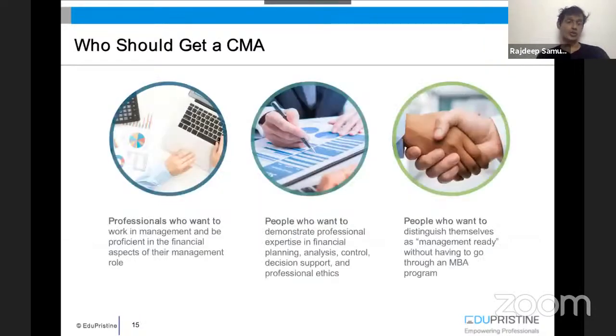Who should get a CMA degree? All of you who are professionals who want to work in a management accountant role. But not just that, you also want to demonstrate professional expertise in the workplace in financial analysis, management accounting, control, decision support, and decision making, where you're playing a support role to the management at the top level. Clear? Obviously, people who want to distinguish themselves as ready for management.